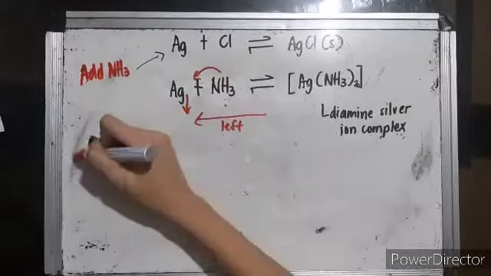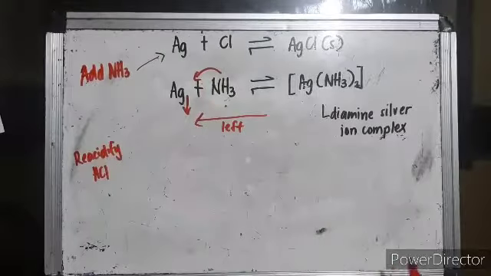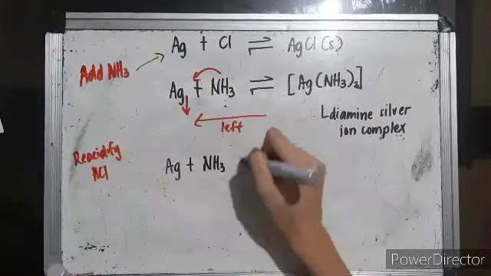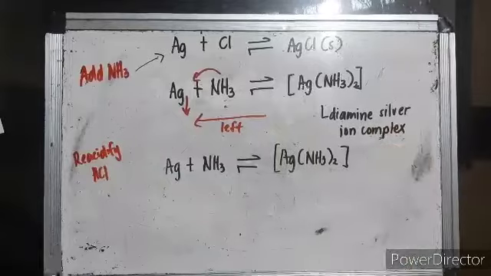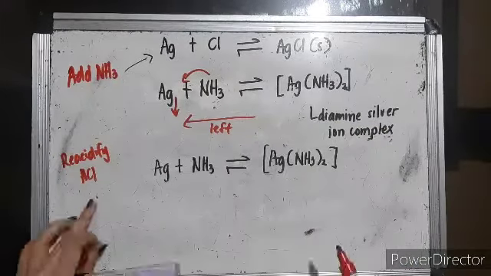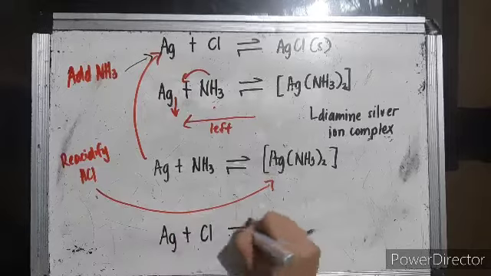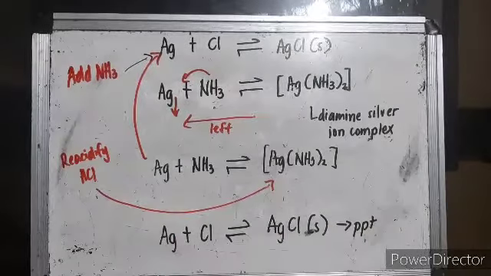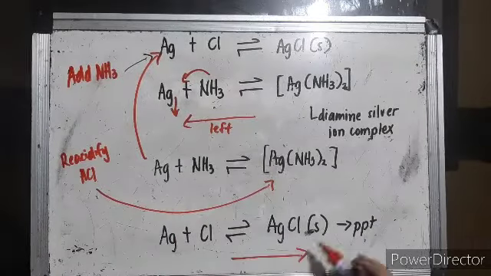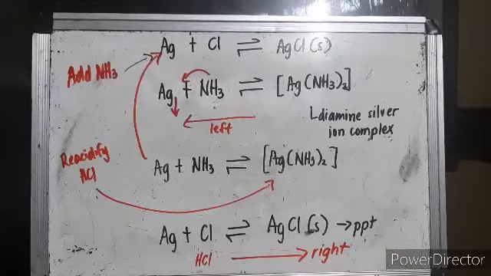Next, nag-reacidify tayo ng hydrochloric acid. So, from the original solution, from the previous solution pala, so magre-react si HCl sa diamine silver ion complex nyo. Babalik siya sa pagiging silver chloride, forming again your precipitate. And that is shift to the right.